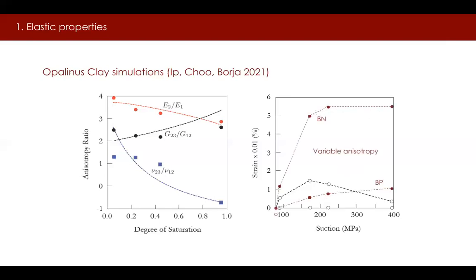In contrast, the predicted strains for the case with variable stiffness anisotropy appear to be more realistic. In closing, we note that suction stress impacts the elastic properties of shale. Ignoring this factor could lead to unrealistic predictions of its mechanical response, particularly when the shale experiences saturation or desaturation.